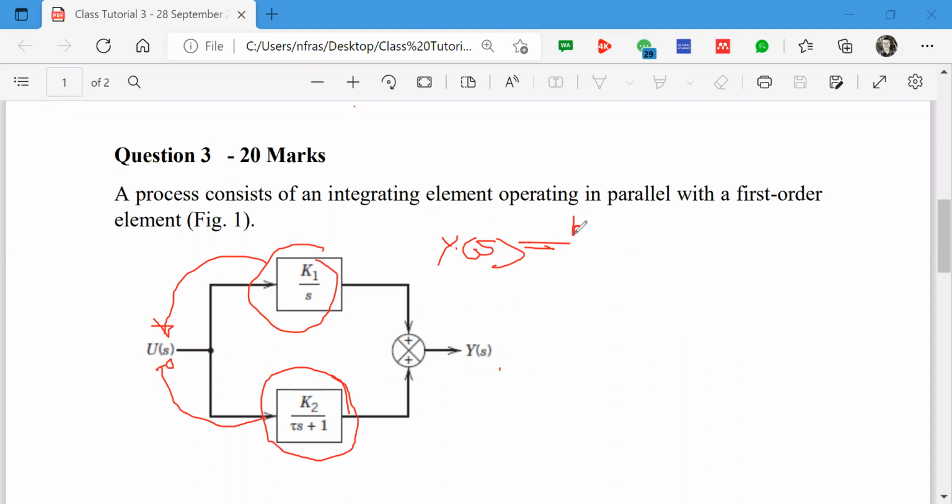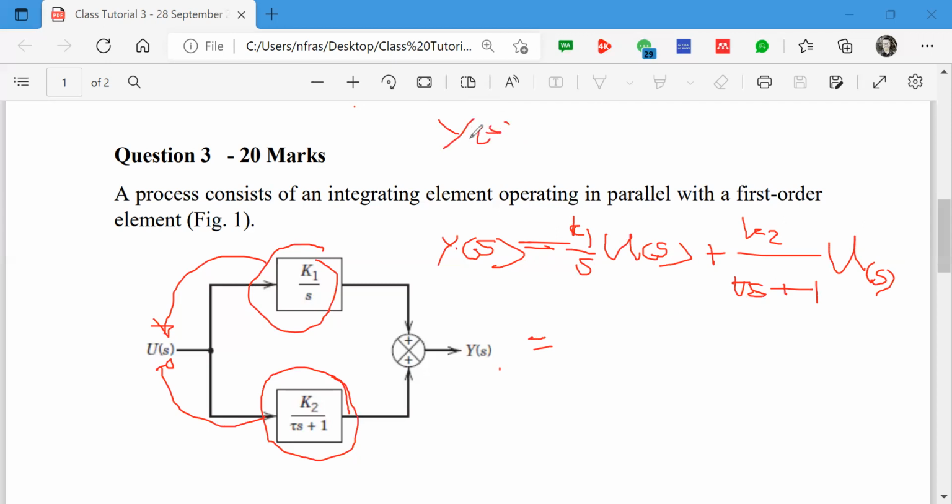So you're going to have K1 over s multiplied by U(s), plus K2 over (tau s plus 1) multiplied by U(s) also. So we just simplify from this to get our expression for G(s). Remember, it's also given in the equation that G(s) is Y(s) over U(s).